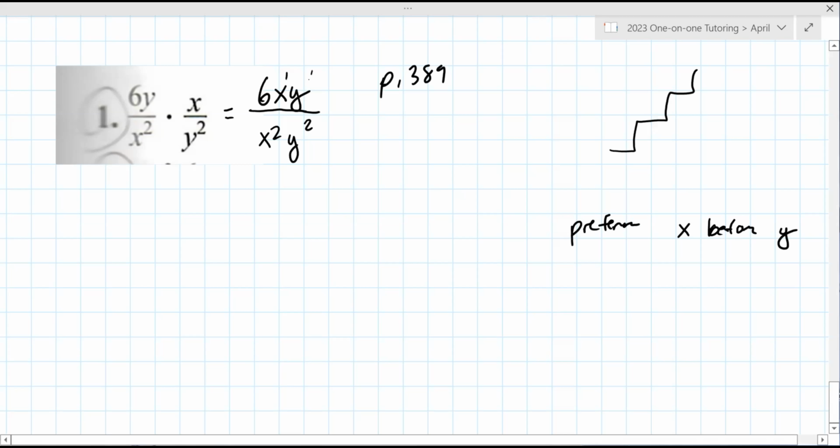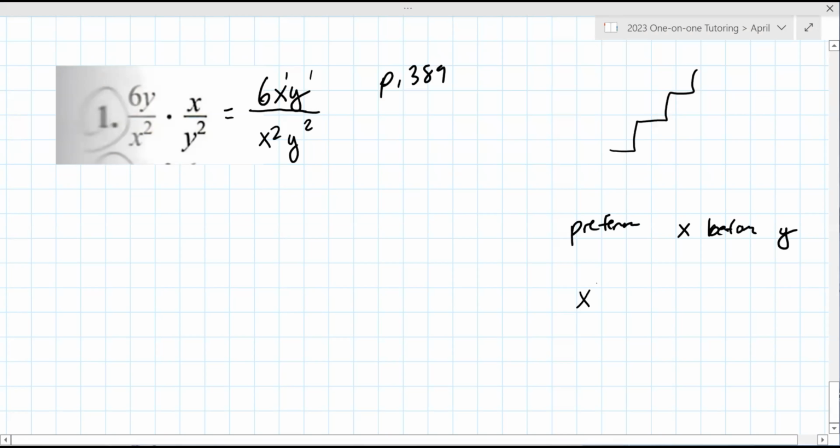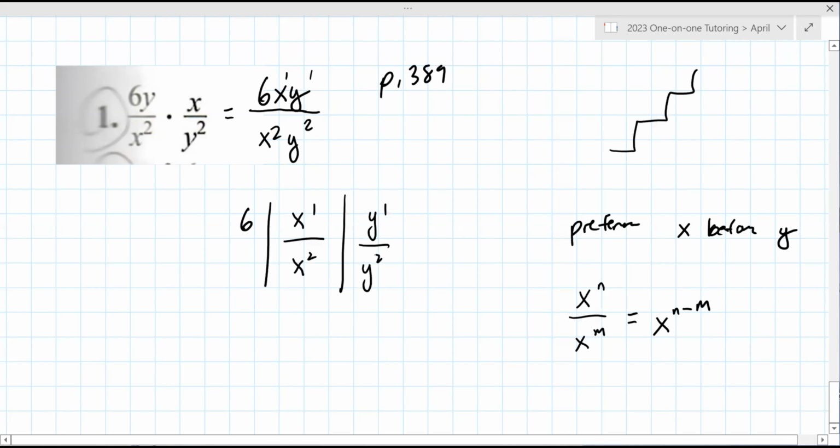Now there is this exponent property, and I'm going to write it off to the side here, that says if you have the same base, okay, x is the base, different exponents, but you're dividing, you subtract the exponents. Have you seen that before? Yeah, I think so. Okay, so in your problem, it's really three problems. It's really 6, x to the 1 over x squared, y to the 1 over y squared. This middle one becomes 1 minus 2. What does that become?